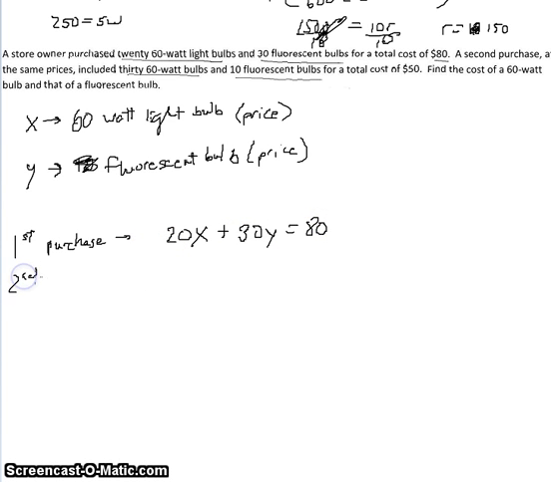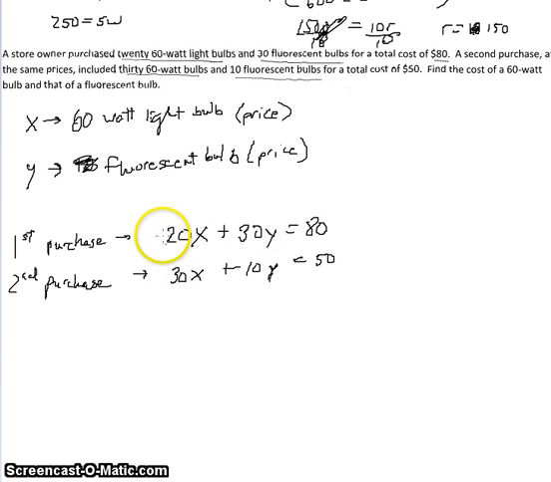So now we have to do the same thing for the second purchase. The second purchase had 30 60-watt bulbs, so 30 times the price of them, plus 10 fluorescent bulbs for a total cost of 50. So there's my two equations, and I can solve these by substitution or elimination, it doesn't matter.